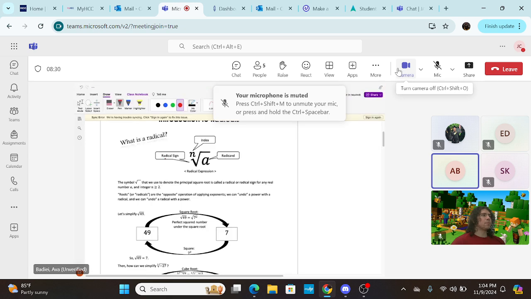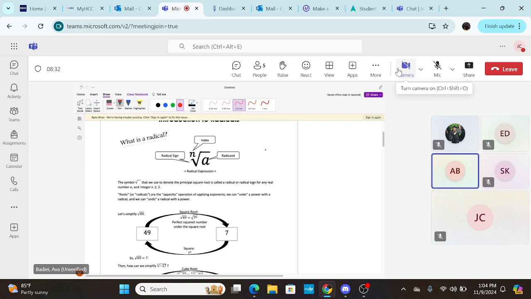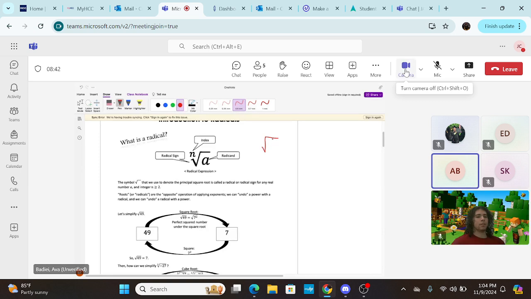Going back here. First thing first, we have the radical sign. It's going to look like this. It has two numbers. The number that goes under the radical is what we call the radicand, and the number here is called the index.